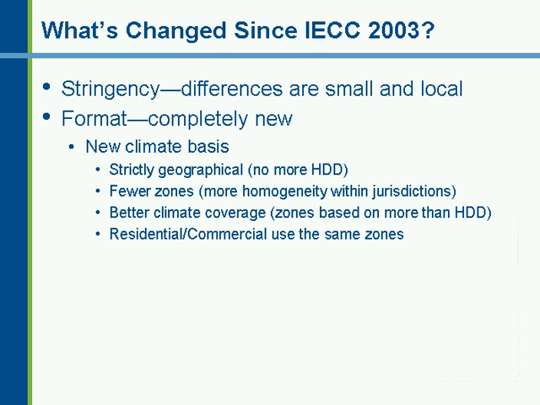Probably the most important question that comes to mind has to do with stringency, but in that respect, the two codes are very, very similar. Any differences that do exist in terms of energy efficiency or stringency are relatively small, and they are local. The new code was designed to be roughly equivalent in terms of stringency to the old code, but because the format has changed significantly, there will be individual locations that are either a little bit tighter or a little bit looser than the prior code.